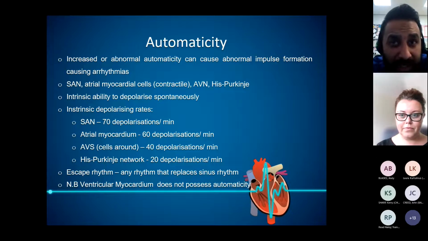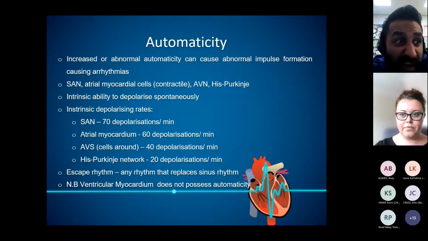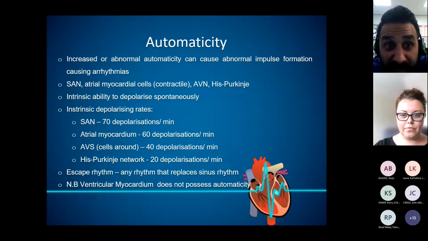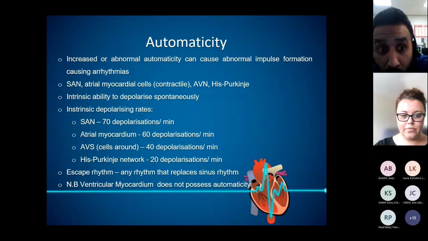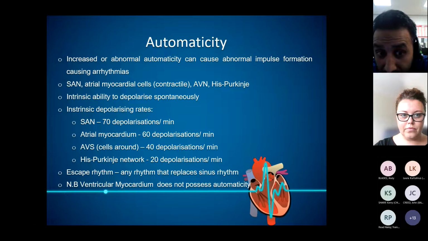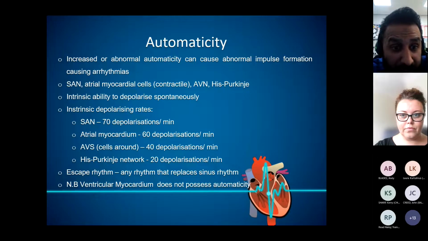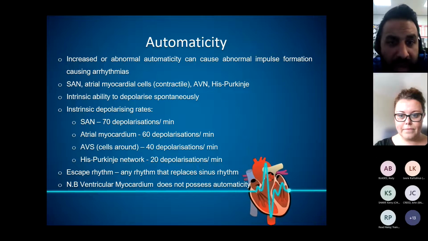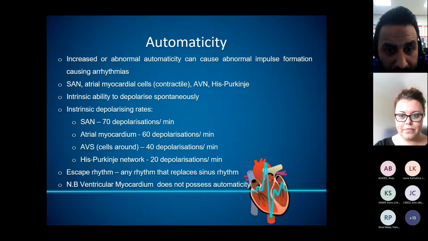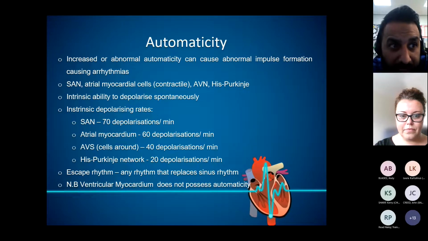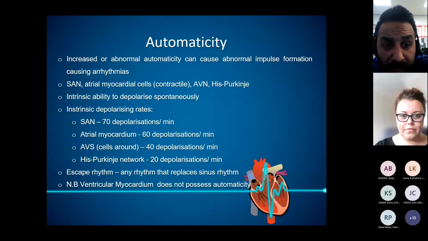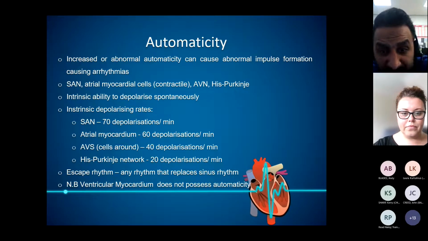So what we're saying is, if you were to sever any connections to the nervous system, the myocardium on its own would be able to generate an impulse. And the rate at which it does that depends on where that impulse is going to stem from. What we usually refer to as our primary pacemaker of the heart is the sinoatrial node, because in most cases there are 70 depolarizations per minute. We'll come on to what that means in a moment. In actual fact, if you were to sever any nervous system innervation to the myocardium, the sinoatrial node would probably beat a lot faster than that.